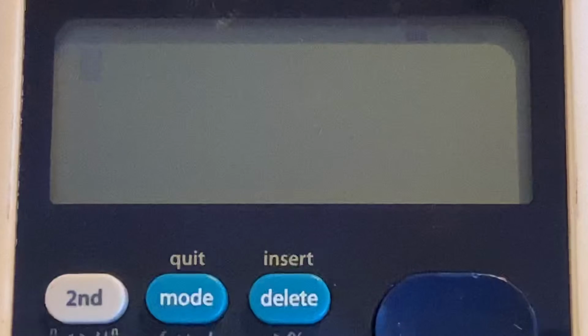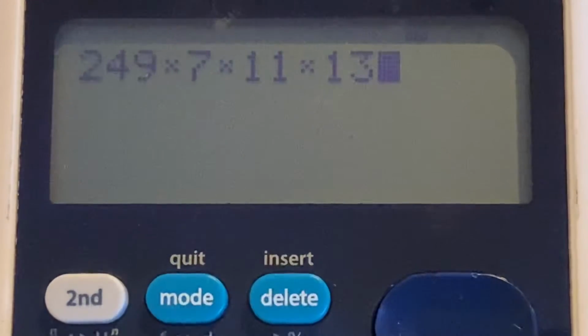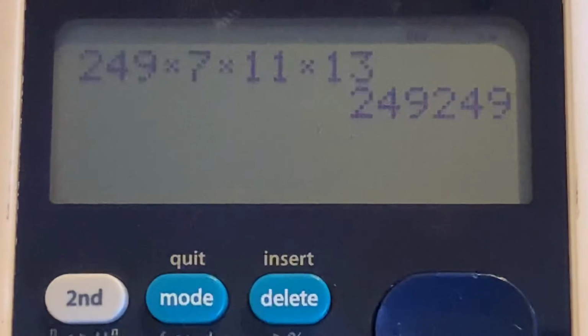Let me go very quickly one more time. Your favorite 3-digit number, let's make that up. Let's say it's 249. Remember the sequence? You multiply by 7, by 11, and then by 13. Multiply by 7, and the order doesn't matter. Multiply by 11, multiply by 13. Remember, 249 comes back at you, 249, 249. So it's kind of like the hello, hello.